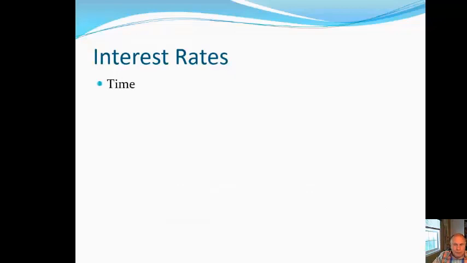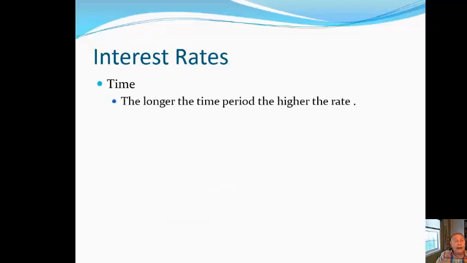Next, time. The longer the time period, the higher the rate, because you're taking a risk by extending credit to someone over a period of time. So if you look at that, the further out I am, there's more risk, and I need to be compensated for that risk. And the risk is the ability to pay. We'll talk about that. It includes the inflation risk, that inflation will make the bond or that instrument worth less in the future. So you charge more interest to make up for that.